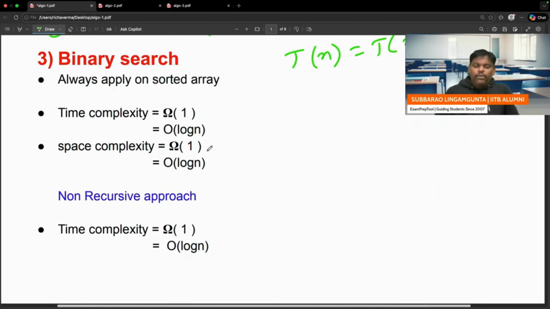Now see the binary search algorithm. Binary search will be applied only on a sorted array. Everyone knows this. Indirectly or directly, binary search will be applicable on a sorted array.